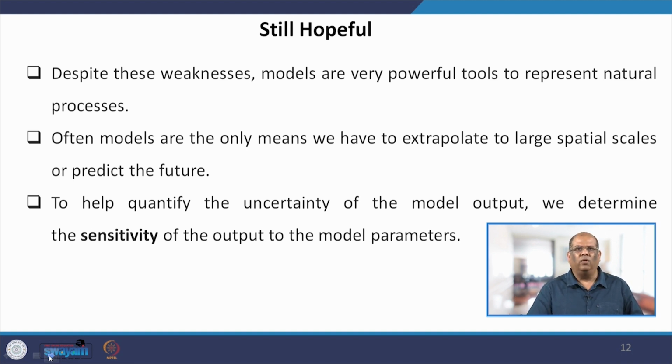While doing that, you will face some uncertainty, and to quantify this uncertainty, there is something called sensitivity analysis, which we will be doing in our later lectures. So, you can determine the sensitivity of the output, you can see which of the model parameters are most sensitive and which are not that sensitive, and like that, while estimating the values of those parameters, you have to be a bit cautious.